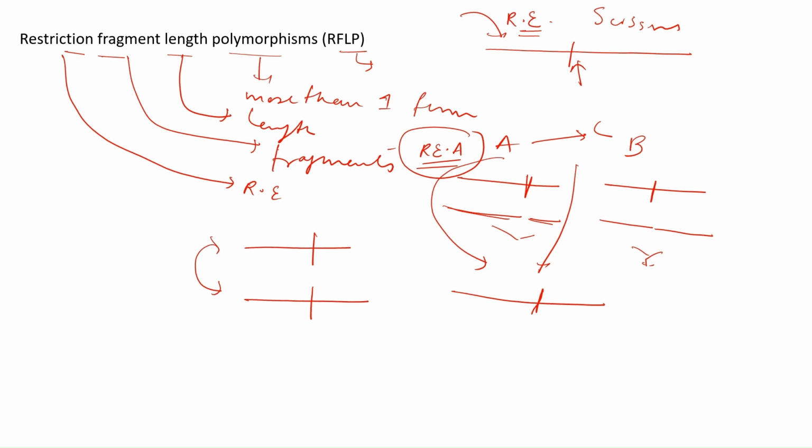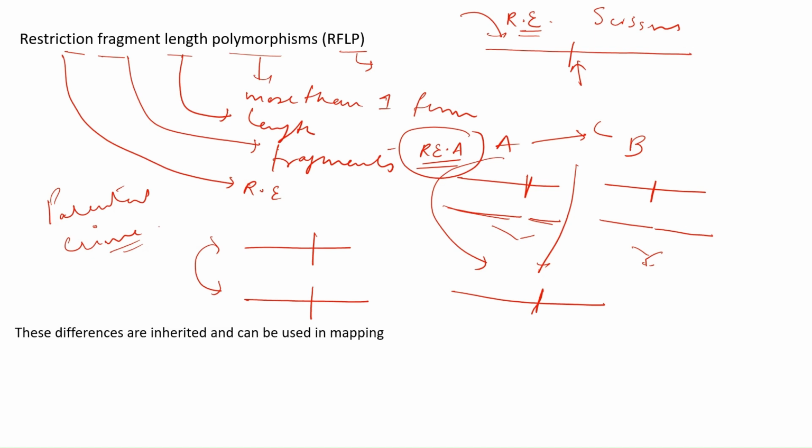Restriction fragment length polymorphism is used not only for gene mapping, but also has multiple applications like parental disputes, crime investigation, forensics, etc. We are not going deep into parental and crime applications. This we will study when we study molecular markers in the biotechnology subject. In genetics, we only use RFLP to map gene presence. These differences are inherited and hence can be used for mapping.